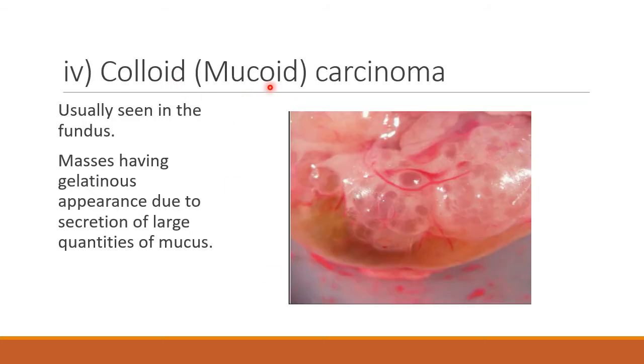Fourth type is the colloid or mucoid carcinoma. Usually this is seen in the fundus of the stomach, and these masses show the gelatinous appearance because of the secretion of large quantities of the mucus. So this is the gelatinous appearance because of the presence of the mucus.